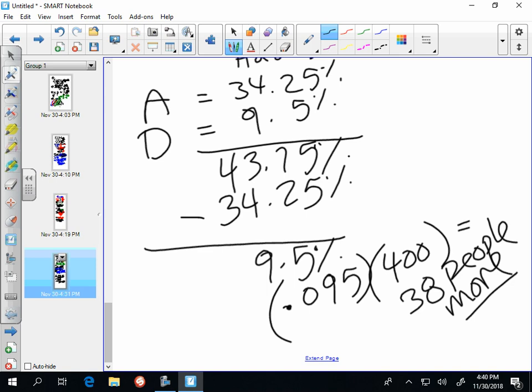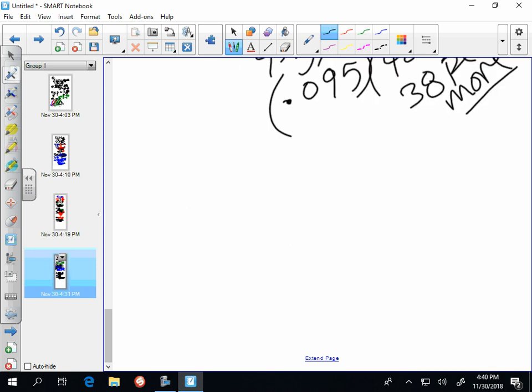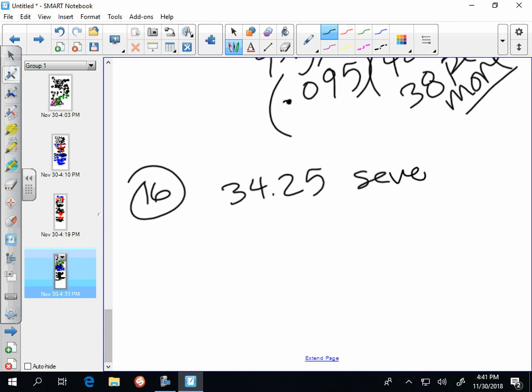Okay, and then problem number 16: what percentage of participants who experienced severe side effects were given the drug? Well, we said before in problem number 14 that 34.25% experienced severe side effects.